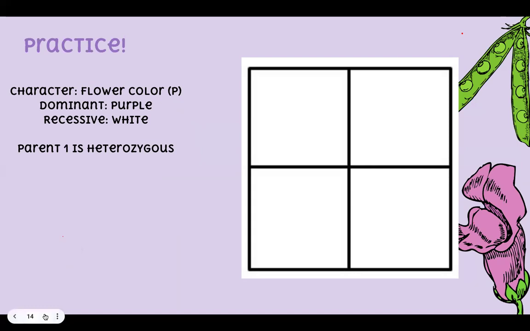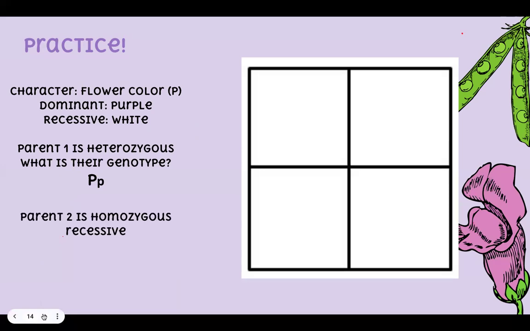We also need to know a little bit about the parents. So if parent one is heterozygous, remember this word means the two alleles are different. One is dominant and one is recessive. So this parent genotype would be big P, little p. We need to know about the other parent as well. If they are homozygous recessive, homozygous means they have two copies of the same allele. Recessive means they have the recessive one. So they would be little p, little p.